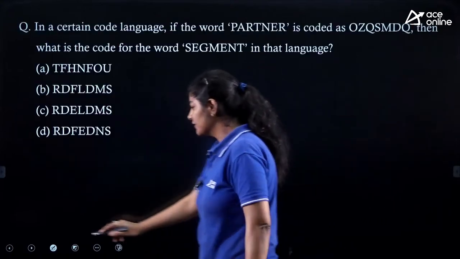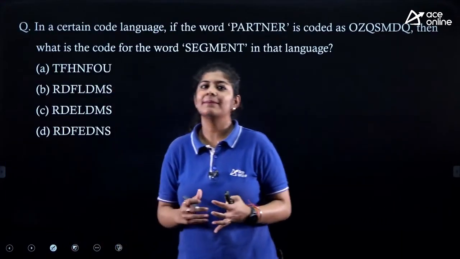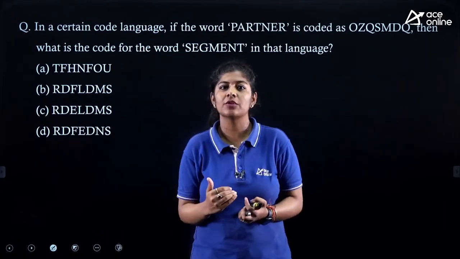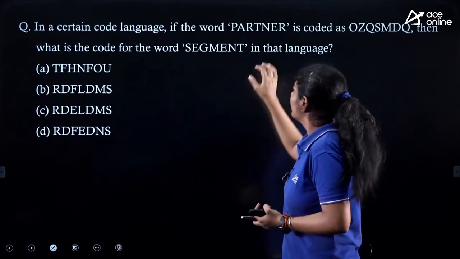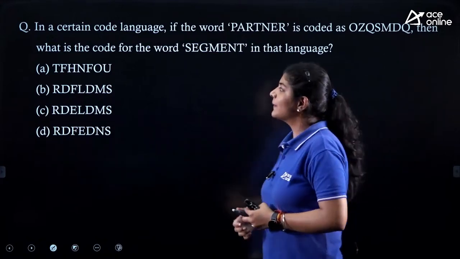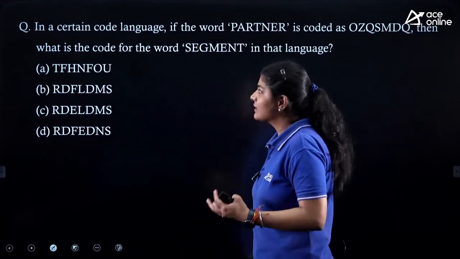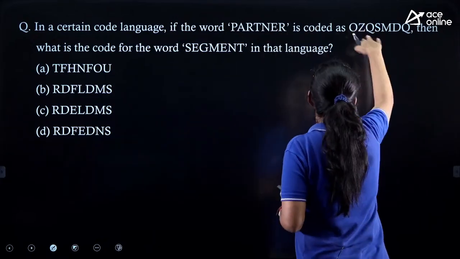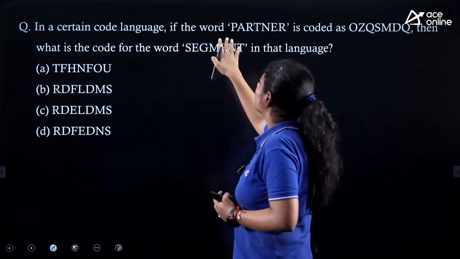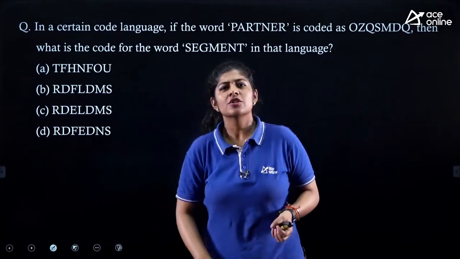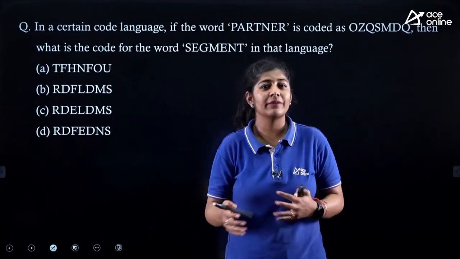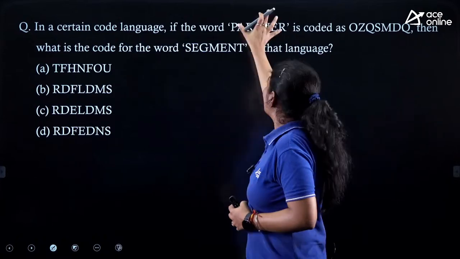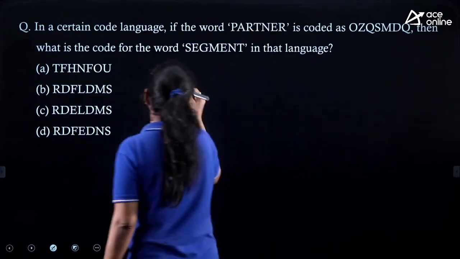So this is the very first question, and we simply need to understand what pattern is given over here, and accordingly apply the same pattern to the given word, right? The question says that in a certain code language, if the word partner is coded as this, then what is the code for segment in that language? What is the first step whenever we have this kind of question? First, try to analyze what logic or pattern is applied in the given clue.